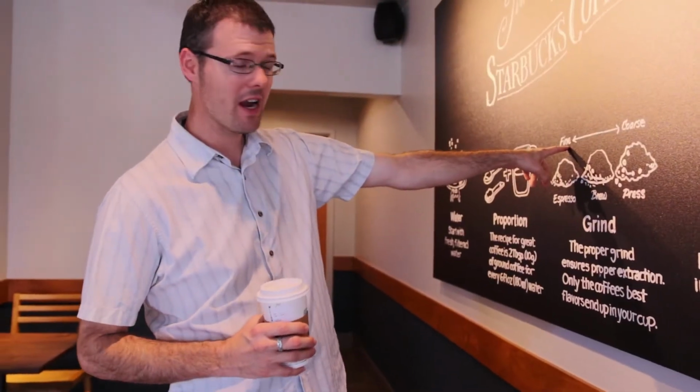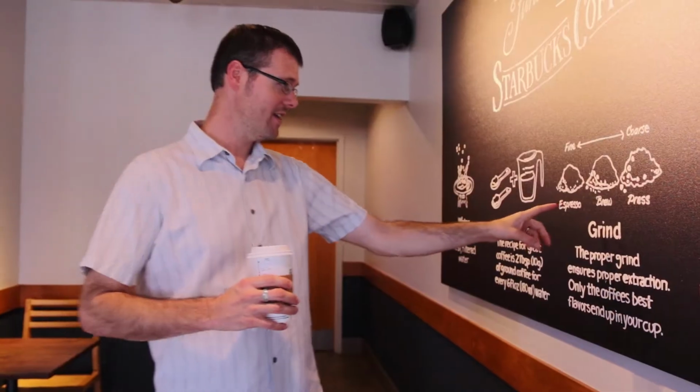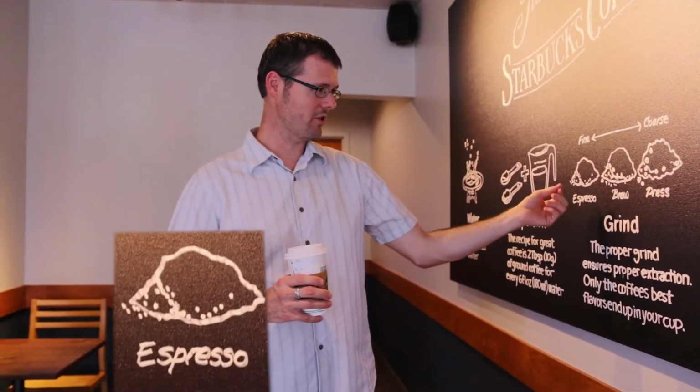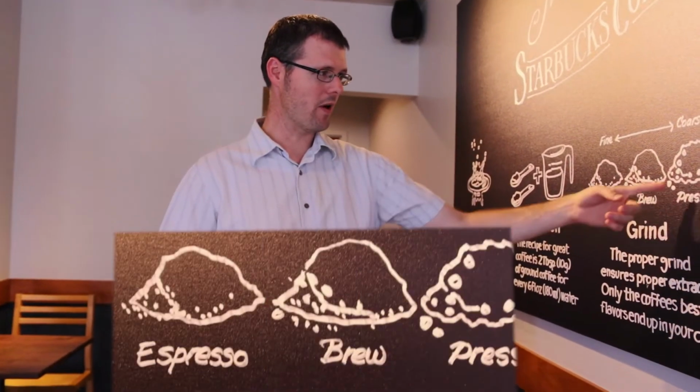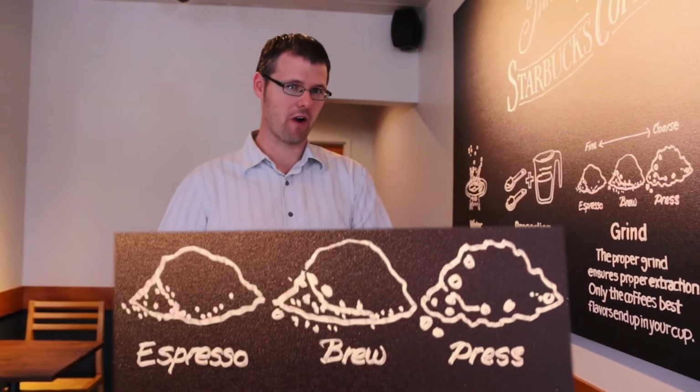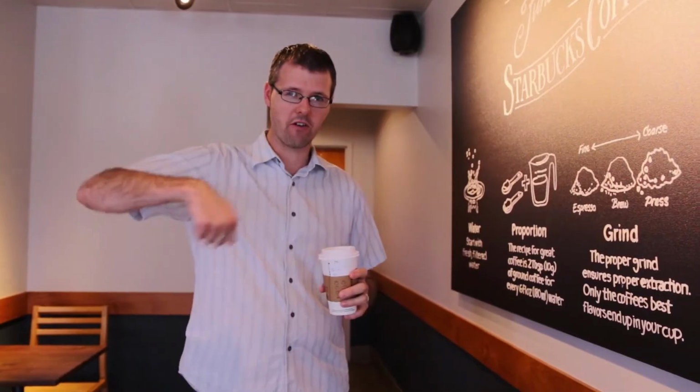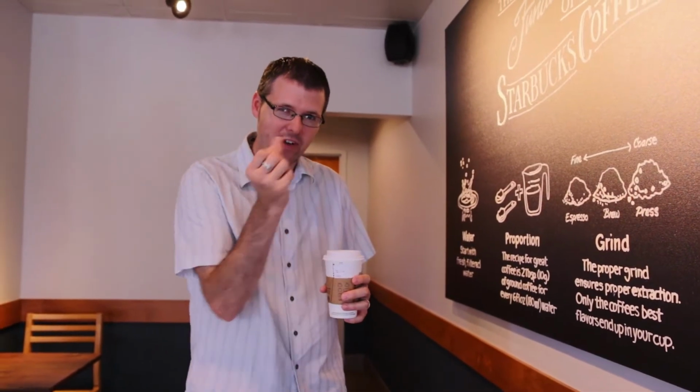So you can have fine grain all the way up to coarse grain. And so here they have espresso, which is a little more fine. Brew and then press is not quite as ground. So in espresso, you really grind it a long time and it gets really fine, like really, really soft sand.